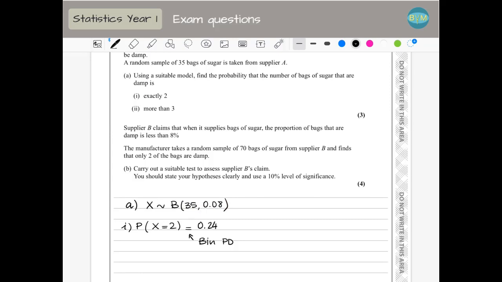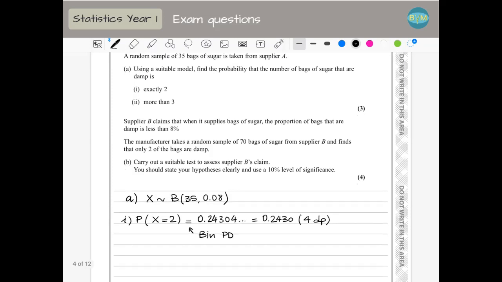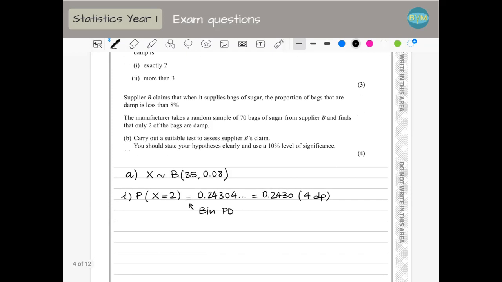0.24304 and so on. You can round to 3 or 4 decimal places with these probabilities, and then it should be fine. So something like this, 4 decimal places. The second probability is more than 3.